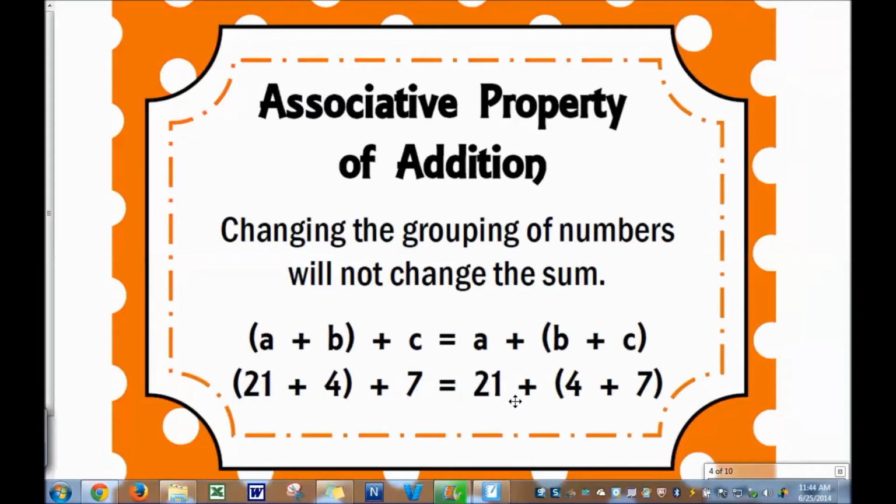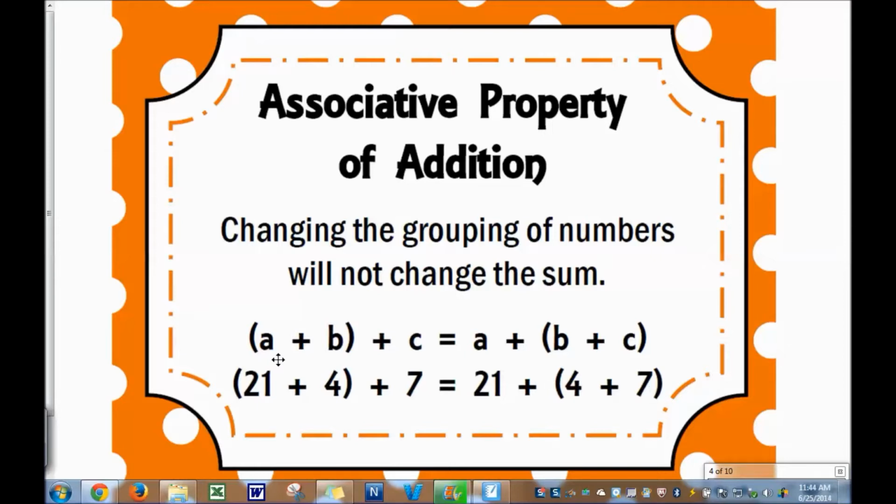The associative property of addition says you can change the grouping of numbers and it's not going to change the sum. So I could have (A plus B) plus C is equal to A plus (B plus C). And if you think about this, the parentheses, all they do is change up the order, which goes back to the commutative property. Order of operations tells us to work what's in the parentheses first. So (21 plus 4) plus 7 is equal to 21 plus (4 plus 7).